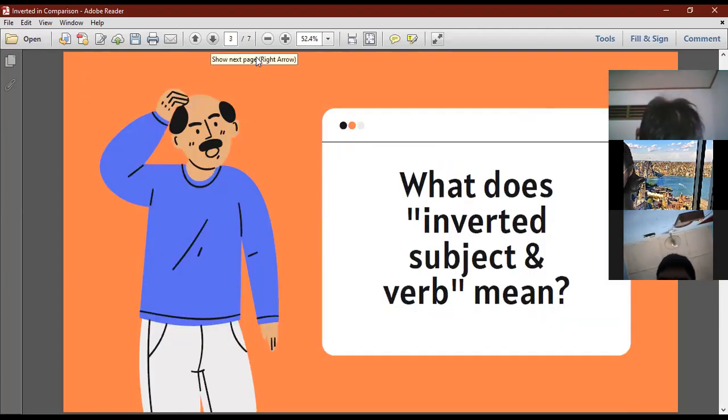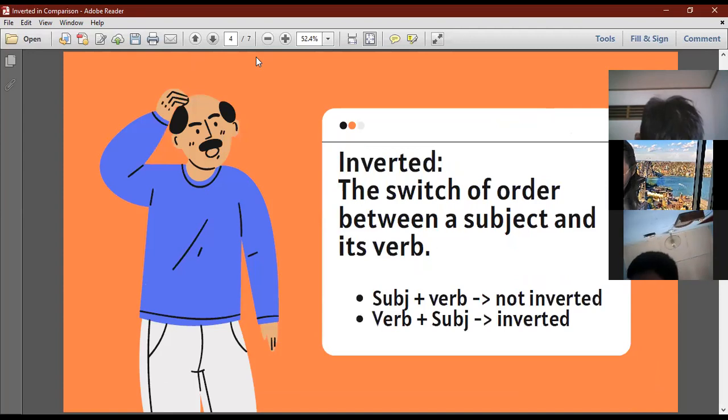Look at this one. What does inverted subject and verb mean? It's actually the switch of order or the switch of position between the subject and the verb. The most commonly said or written order of subject and verb is this way: subject and then followed by the verb. Misalnya I go, we do, they play, or something like that. But as I said before, sometimes we invert them, becoming verb first and then followed by the subject. Terbalik posisi. So this kind of sentence is the inverted one.